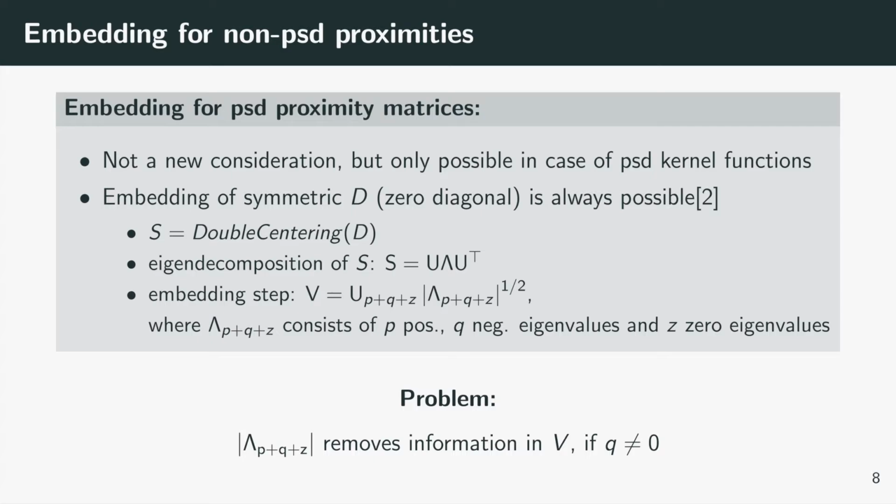Embedding of a symmetric dissimilarity matrix is always possible if the diagonal is 0, by using here double centering to get a similarity matrix S from the dissimilarity matrix D. Then we have to apply an eigendecomposition to get the eigenvalues and the eigenvectors, and then we take this embedding step to embed the data, the eigenvalues and the eigenvectors to a vector space V. The only problem, if Q is here not 0, so loosely said, if there are negative eigenvalues, the information that is present in the negative eigenspectrum is lost or transformed, because we use here an abs function to change the negative eigenvalues.